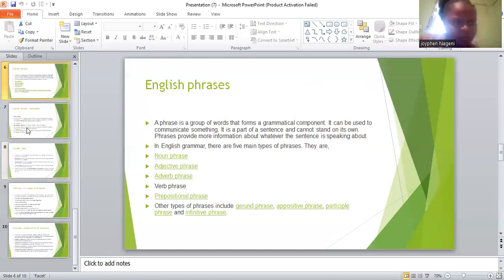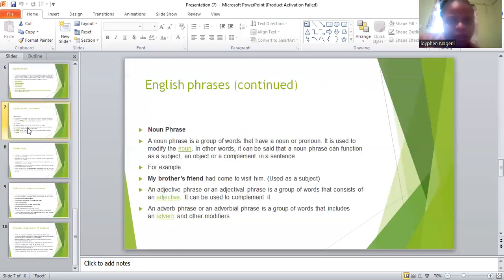Topic 7, a continuation of English phrases. Remember we also discussed this in the last unit. It's just a repetition. English phrases, you're just going into details describing the noun phrase.